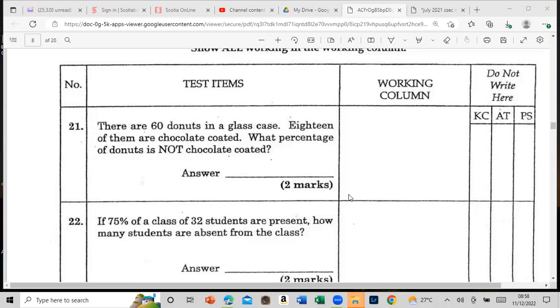How would you approach this during an exam if you get this? How do you approach it? There are 60 donuts in a glass case. 18 of them are chocolate coated.